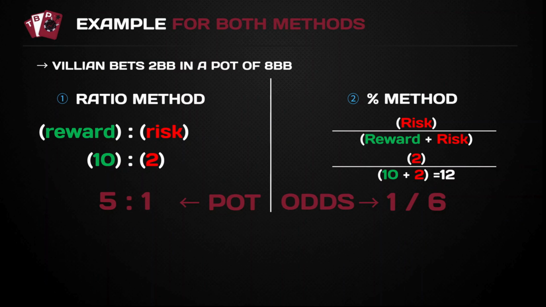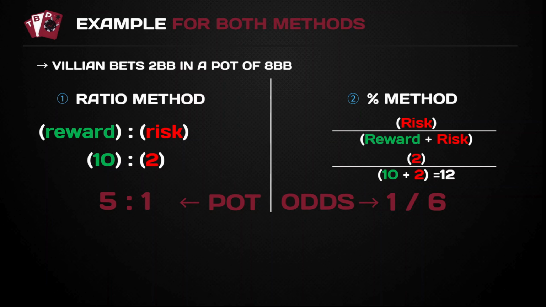The simplified example goes as follows. William bets 2 BB into a pot of 8 BB. And now we want to figure out what are our pot odds with both methods. Again, we begin with the ratio method on the left side. The reward represents the pot size, which is all bets that have gone into the pot up to this point. This is, according to our example, 2 BB from William plus the 8 BB that are already in the pot. This makes a total pot or reward of 10.